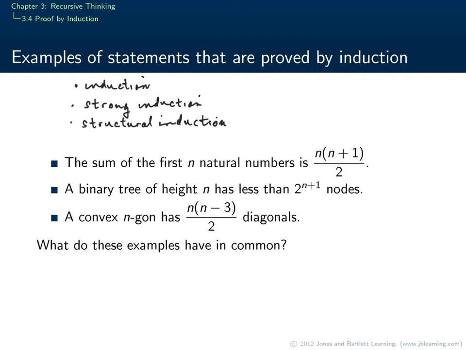So for instance, here are three statements that we can prove by induction. We can prove that the sum of the first n natural numbers is n times n plus 1 over 2. We could prove that a binary tree of height n has less than 2 to the n plus 1 nodes. And we could prove that a convex n-gon has n times n minus 3 over 2 diagonals. So what do these examples have in common? Well, they all pertain to objects that are defined recursively. Induction is a method of proof that is well suited to recursively defined structures.